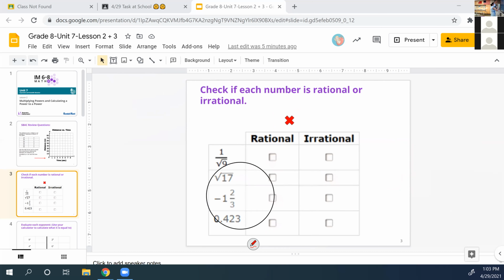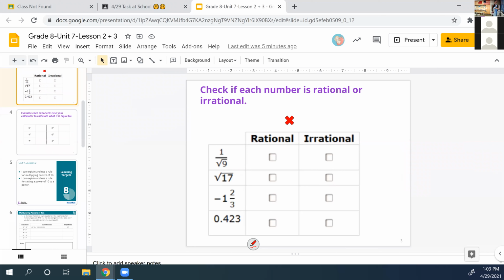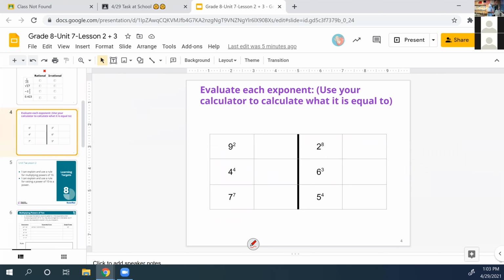Last piece of our warm-up for today. Let's take a look at slide number 4. Okay, so this is where you're going to need to use a calculator. I'm going to grab a link and put it in the chat here, in case you need a calculator. I'll put that link in there.